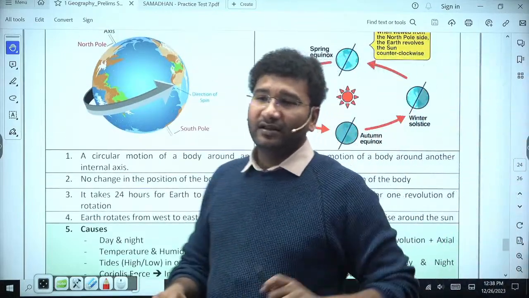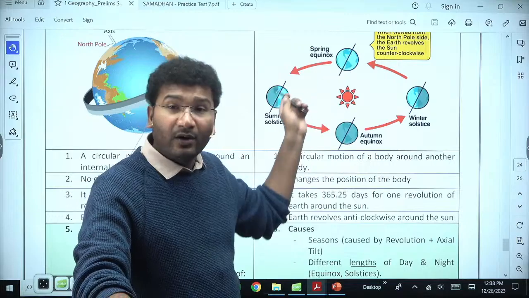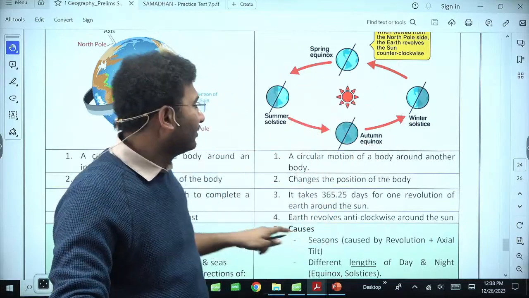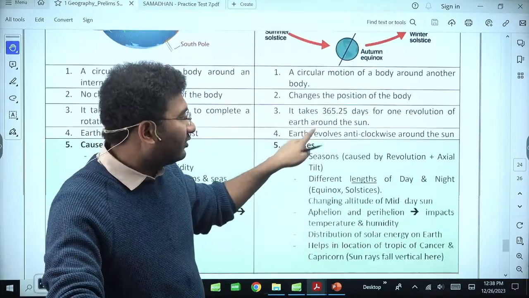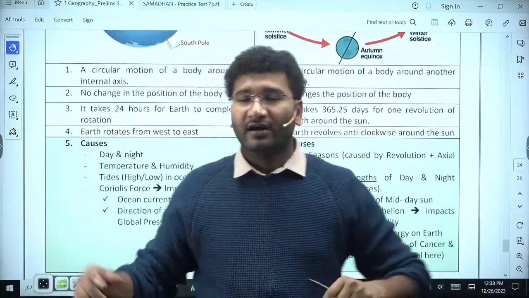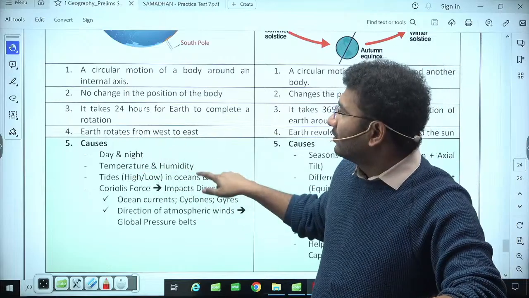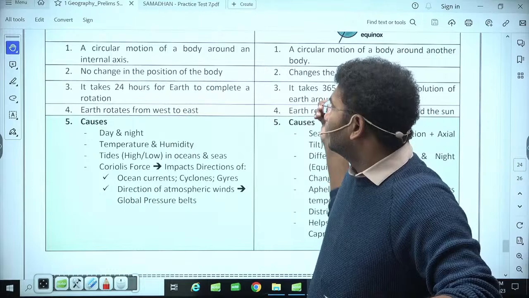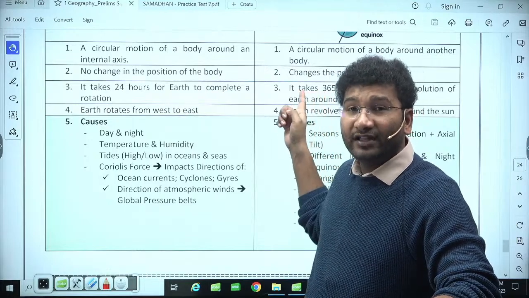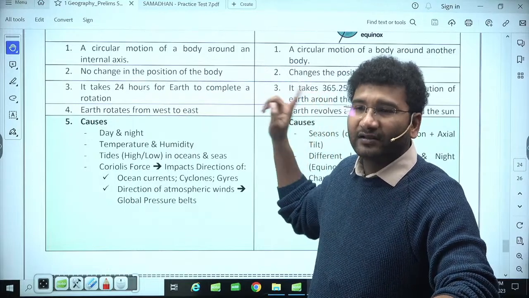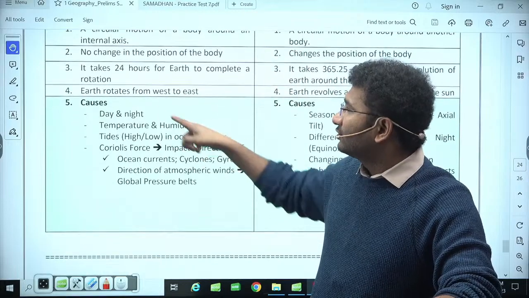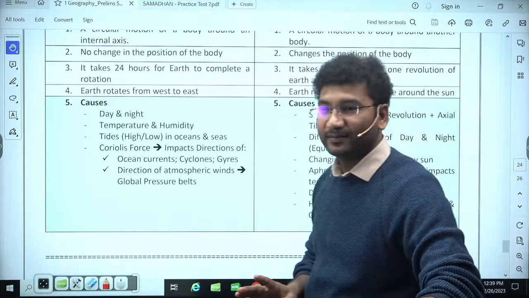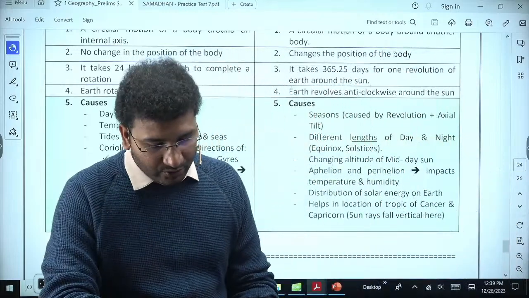Revolution is nothing but a circulatory motion around another object, meaning the earth is going around the sun. This is called revolution. Revolution के कारण आप देखते हो seasons. Rotation के कारण आप देखते हो day and night. Now it takes 24 hours, near up to 23 hours 56 minutes. But here you will see it takes 365 odd days to go around one revolution. Now earth rotates from west to east and earth revolves in anti-clockwise direction. Rotation and revolution are two different entities.